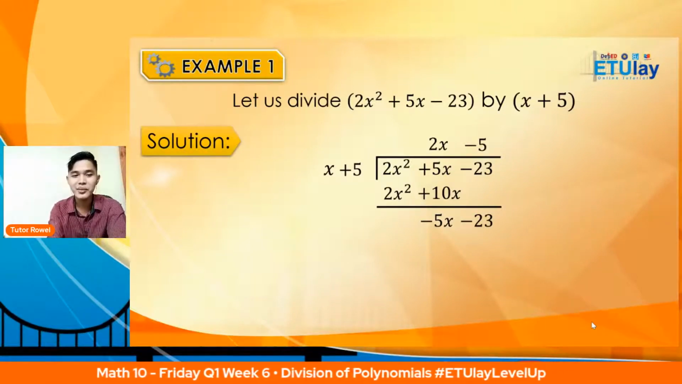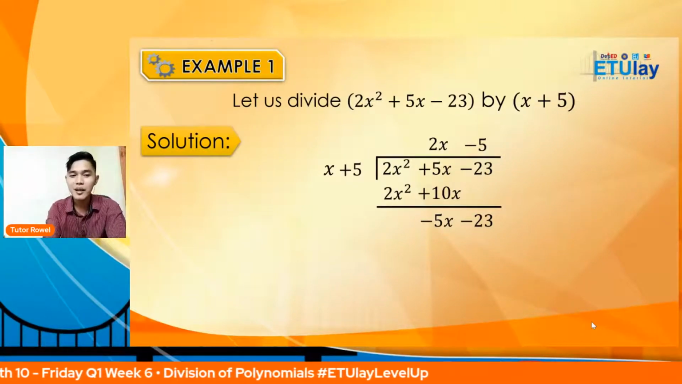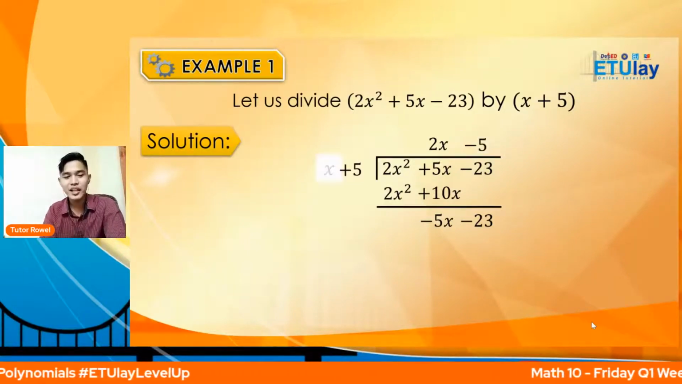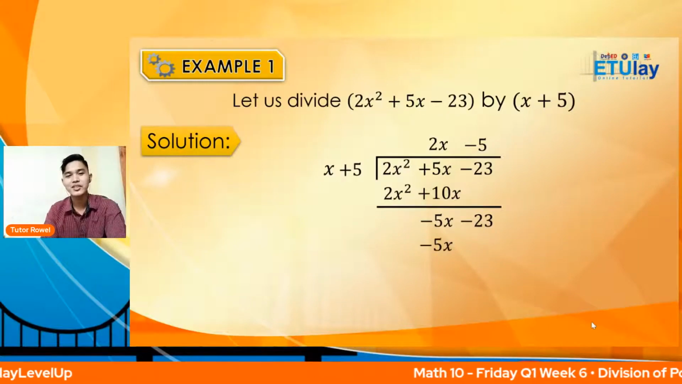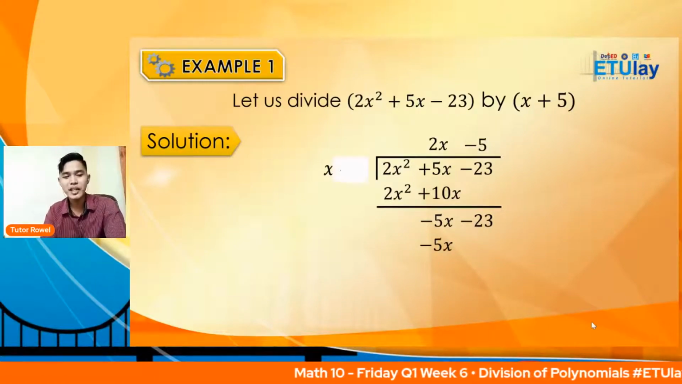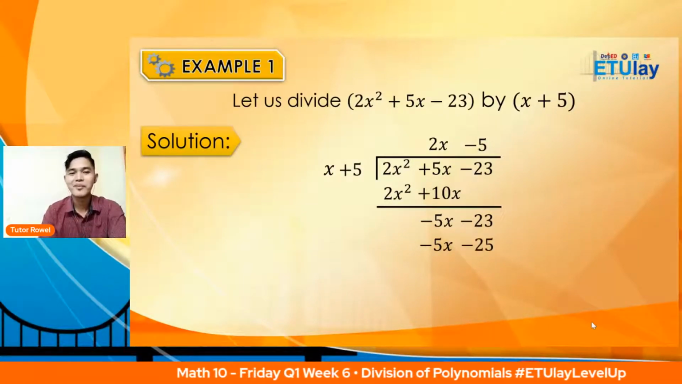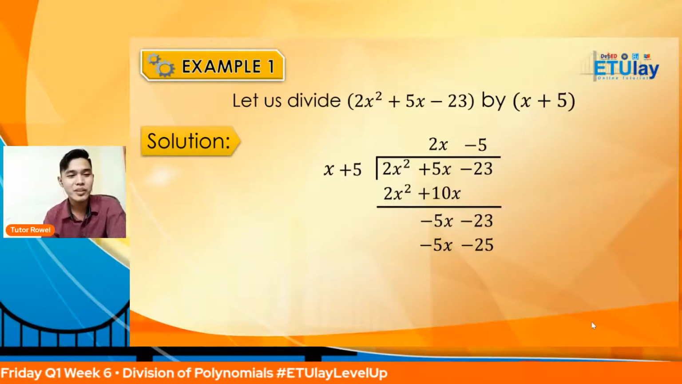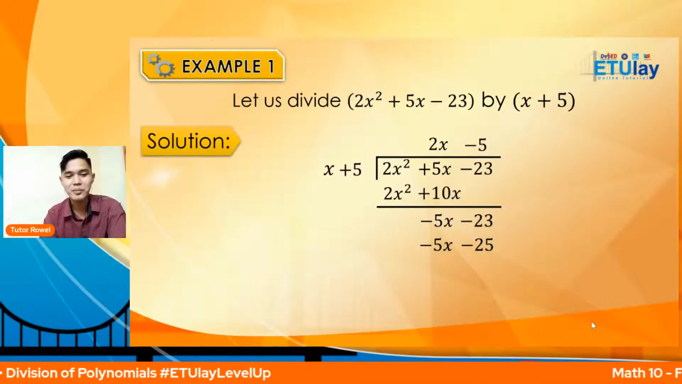Pagka-divide, ano nga yung sunod na gagawin? Multiply. Negative 5 times x is negative 5x. Negative 5 times 5, negative 25. O, ganun lang kasimple, di ba? Sobrang dali lang po. Okay, i-multiply, sabi ni Ina Isabella, very good po.